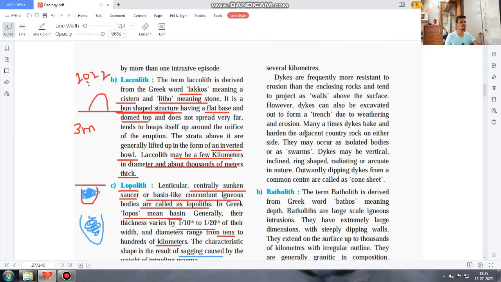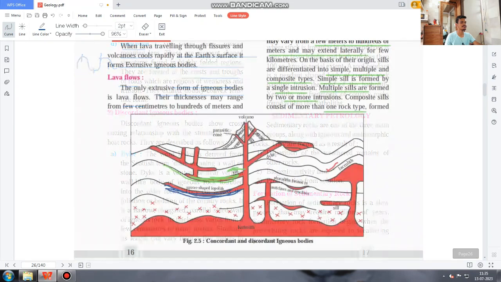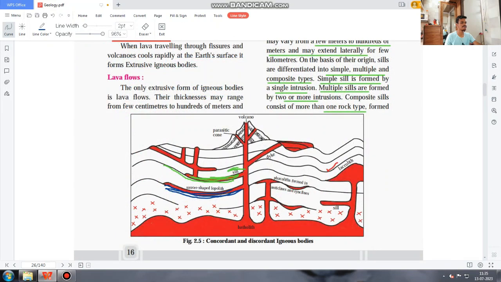So where is it in the diagram? Yes, see, phacolith. Crest and trough. Yes, see, crest and trough.